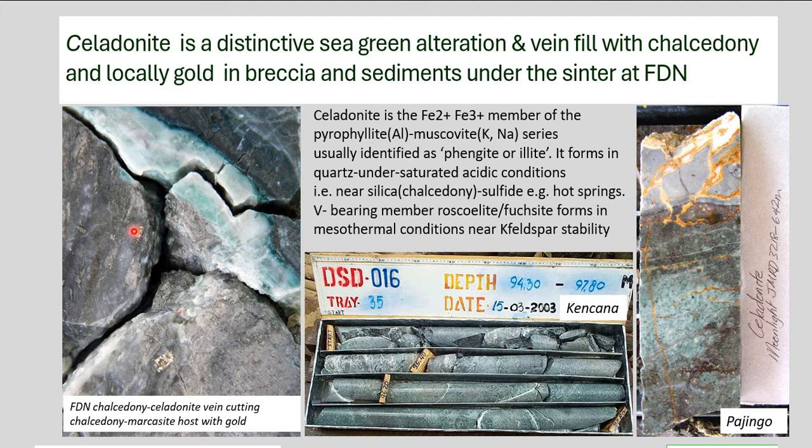The other two pictures are from other deposits, Kencana in Indonesia and Pajingo in Queensland, but they show the celadonite as alteration of the host rocks rather than vein fill. But that is a very good guide spatially to where there's mineralization. Of the minerals in epithermals that indicate gold, I think celadonite is one of the best. Okay. Next slide, Stellan.